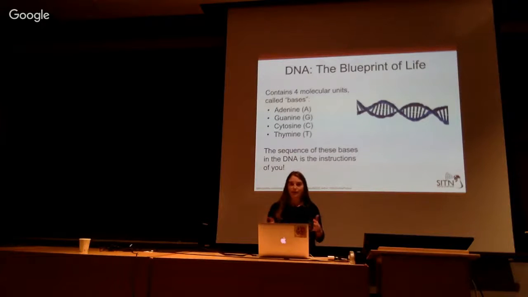Some of you may be familiar with DNA to varying degrees. But DNA is essentially the blueprint of life. It's the instructions for making all of the parts of you. DNA contains 4 molecular units, which we call bases. The bases are adenine, guanine, cytosine, and thymine, and we usually just abbreviate them as A, G, C, and T. That's what I'll be doing for the rest of this lecture. And the sequence of these bases, the order that they take in the DNA, is the instructions that make up you.